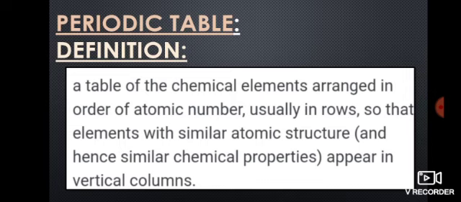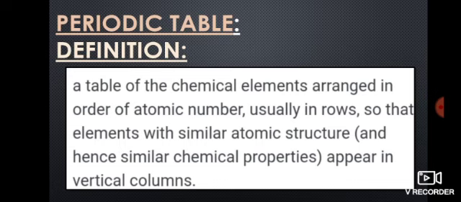Now there are some rows present in the periodic table which are horizontal, and columns which are vertical. So what are these rows and columns called? We will discuss that in the next slide, but you already have an idea about the rows and the columns.